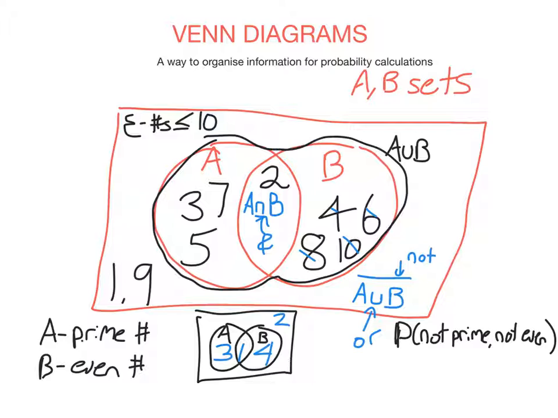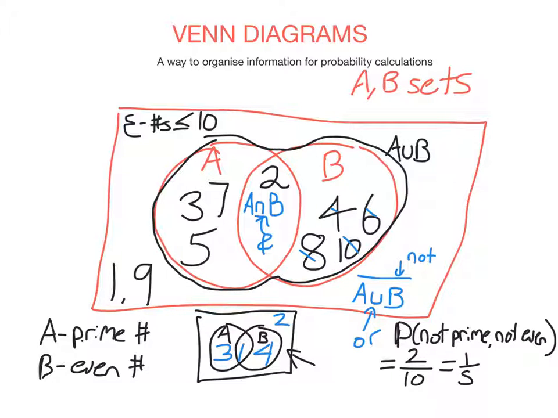Okay? So instead of going through and thinking, which numbers are prime, which numbers are even and all that, we can just look at our Venn diagram. So this is the same as saying, what is the probability that the number I picked between 1 and 10 is not in A, but also not in B. So there are 2 such numbers out of 10 in total, and that gives us 1/5, okay?